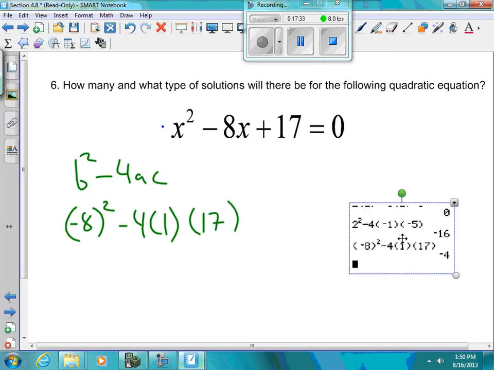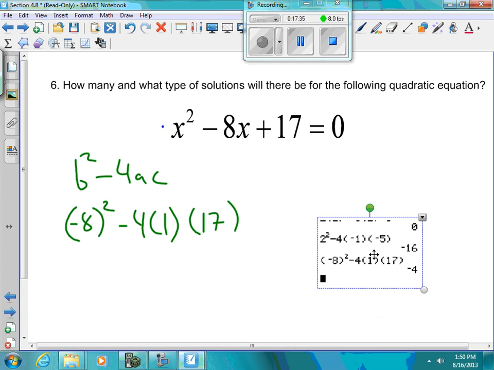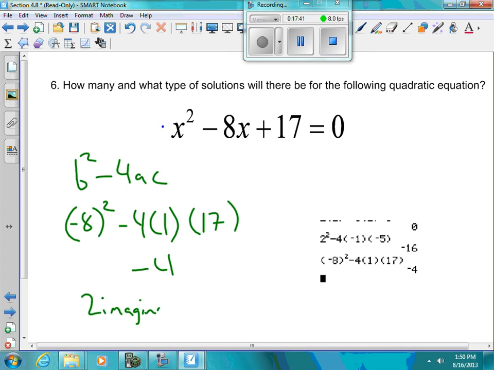So if we have a negative discriminant, what's that tell us? 2 imaginary solutions. Look back on the previous slide. Look back on your notes. A negative b squared minus 4ac is 2 imaginary. That means it doesn't cross.